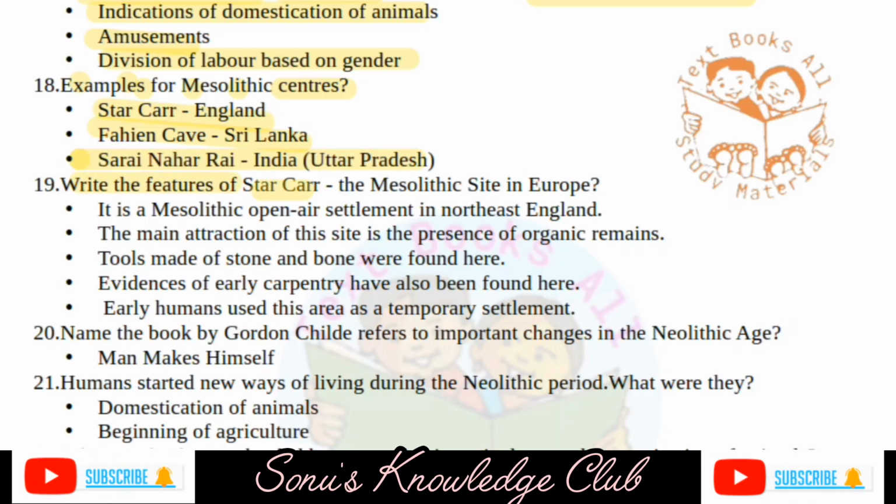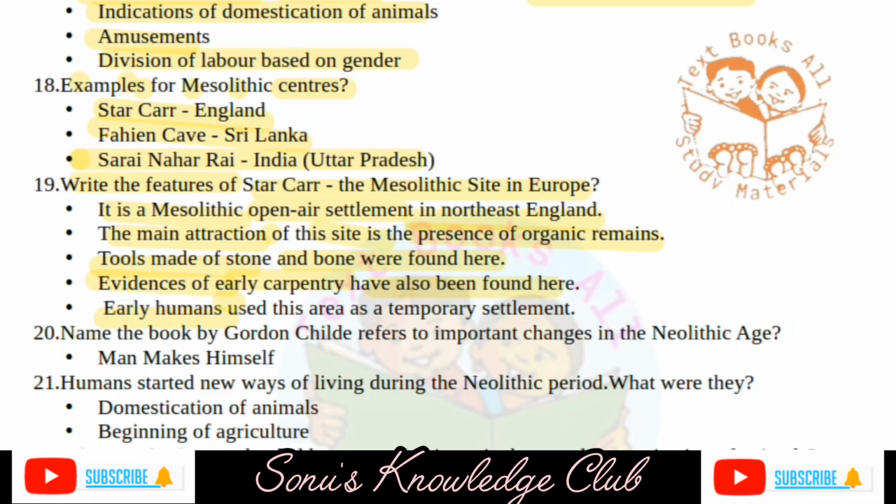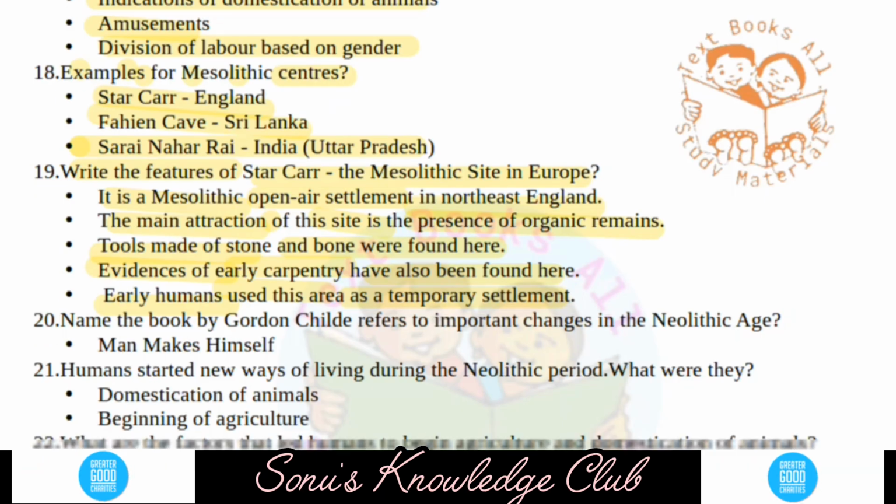Write the features of Star Carr, the Mesolithic site in Europe. It is a Mesolithic open-air settlement in northeast England. The main attraction of the site was the presence of organic remains. Tools made of stone and bone were found from here. Evidence of early carpentry has also been found here. Early humans used this area as a temporary settlement.